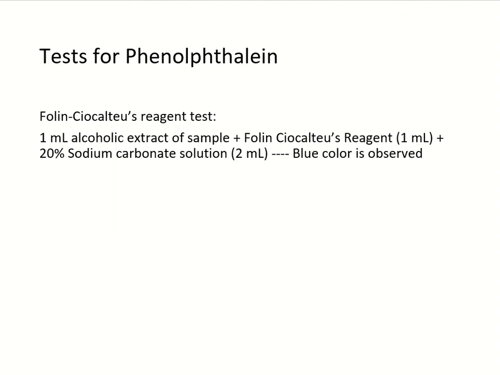Now the test for phenolphthalein: Folin-Ciocalteu's reagent test. 1 ml of the alcoholic extract of the sample is taken and 1 ml of the reagent is added, followed by 2 ml of 20% sodium carbonate solution. Blue color is observed.